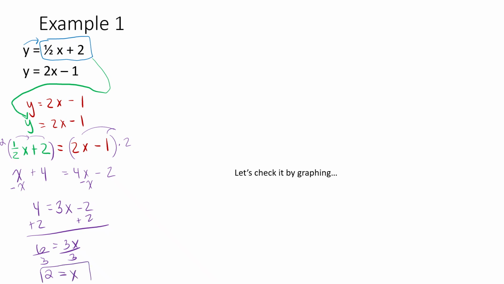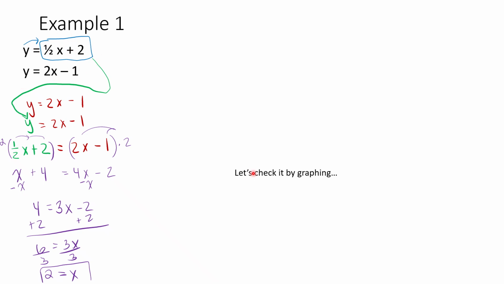All right, and there is our solution for the x. X is equal to 2. Now, next step, take that 2, and you've got to plug it into either of the original equations. Either one will work, and solve for y. Remember, you're looking for the values of the variables.